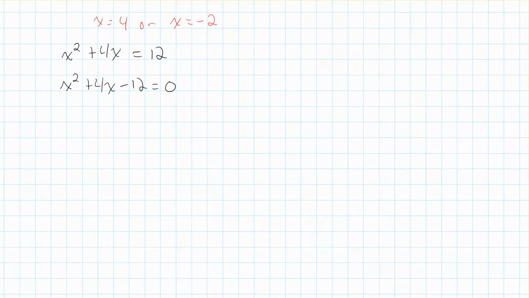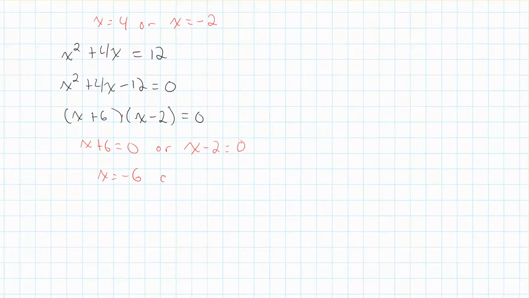And again, this one's pretty straightforward to factor. You might have to sit and think about it for a second, but this factors to x plus 6 times x minus 2 equals 0. And just like above here, because I've got two things multiplying to 0, I can use what's called the zero product property, and we get that x plus 6 has to equal 0, or x minus 2 has to equal 0. So that means x is equal to negative 6, or x is equal to 2. So those would be our answers.